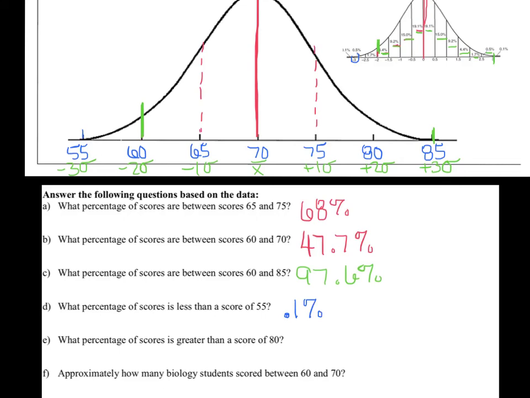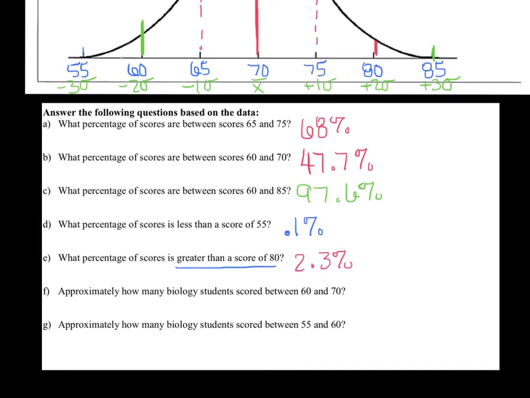What percentage of the scores are greater than 80? Where does 80 correspond? 80 is 2 standard deviations above, so let's find the 2 here on the chart, and above that means go to the right. So let's take the 1.7 that you see here, the 0.5 and the 0.1. If we add those together, I believe we're going to get 2.3%. So above means to the right, less than means to the left. A couple more questions here and we're home free.